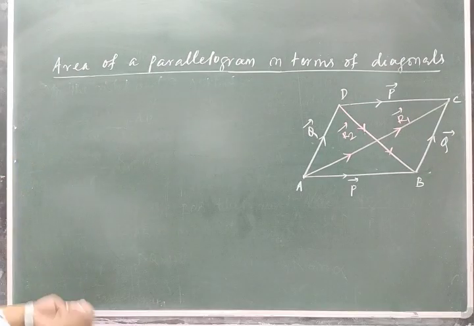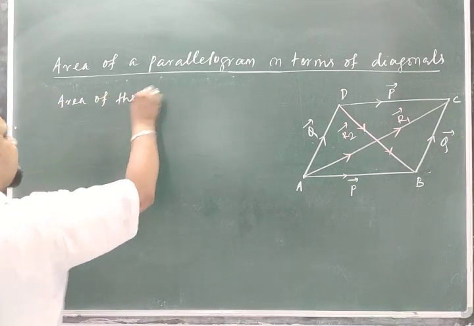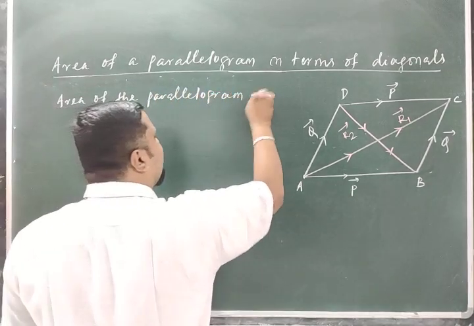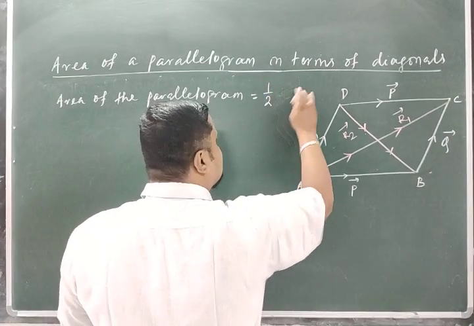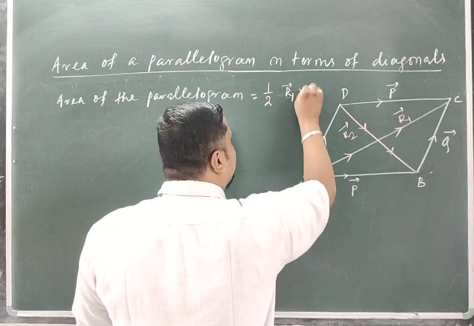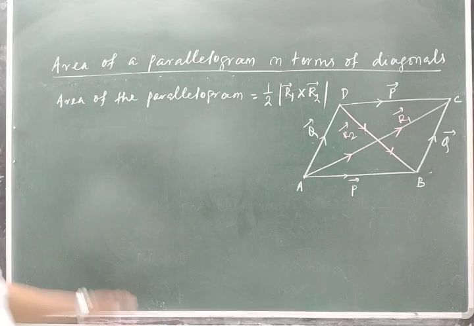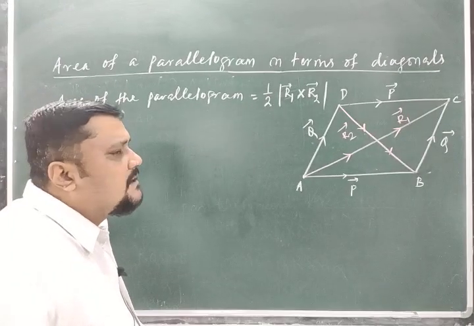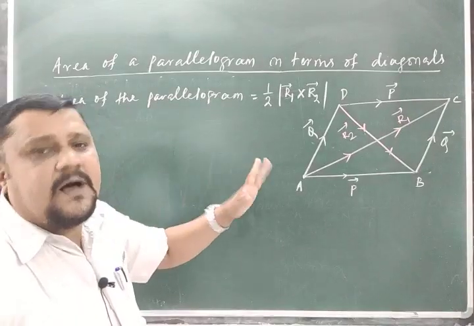Then how will I find it? The area of the parallelogram is equal to, according to the formula, half of |R1 cross R2|, the magnitude of the cross product of the two diagonals, and its half is the area of the parallelogram. How will you show this one?